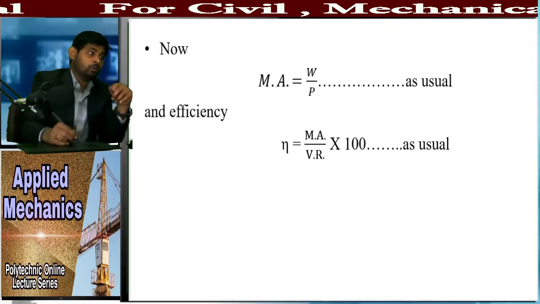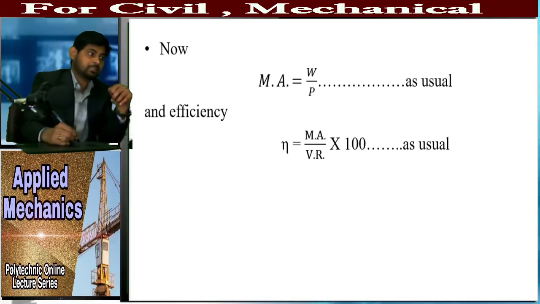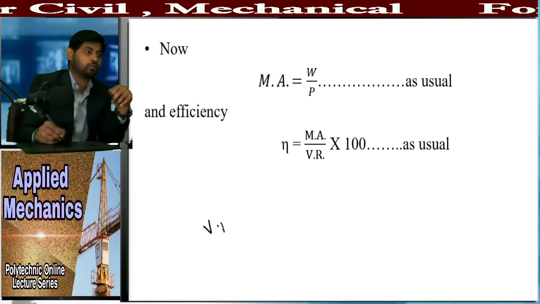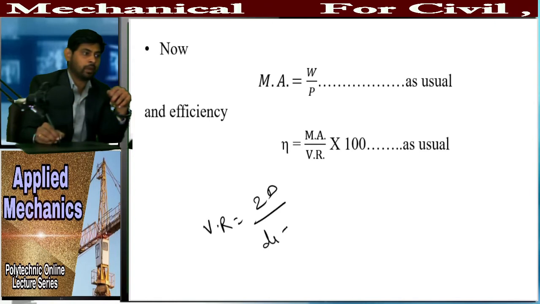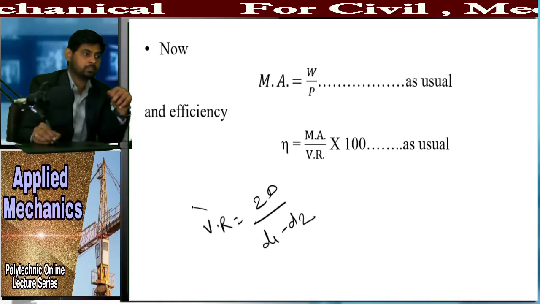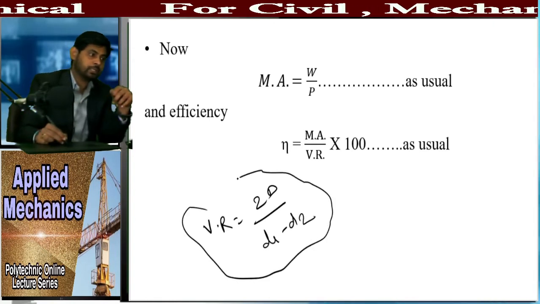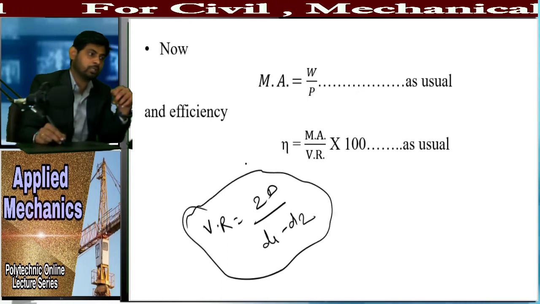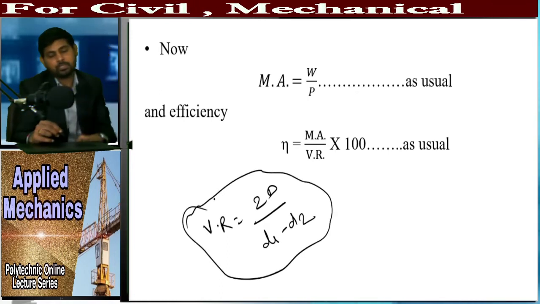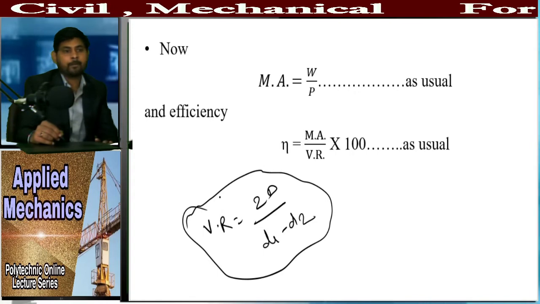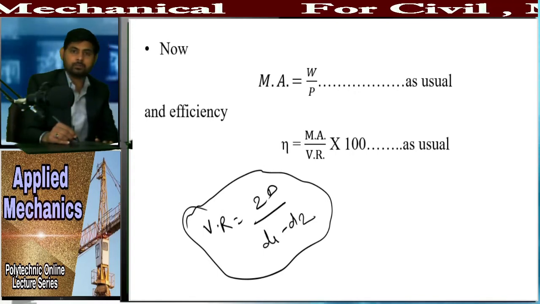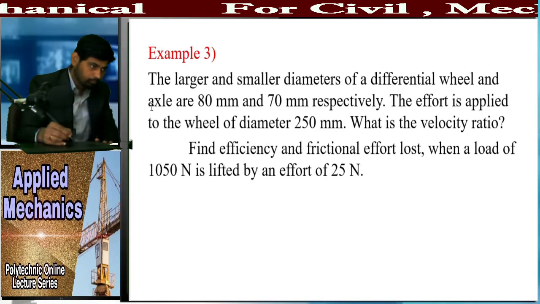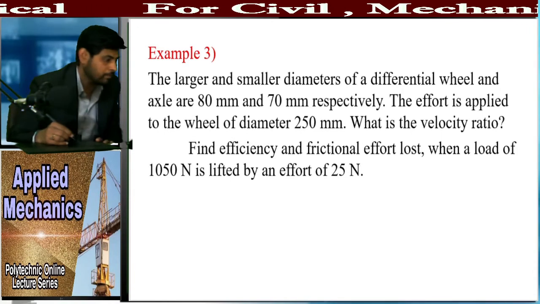Now on this equation and on this velocity ratio equation, we get that VR equals 2D divided by d1 minus d2. By using this equation and all the concepts we used in the previous lecture, we have to solve the problem based on it. So now you can see the problem here. What is the example and what does it tell us?